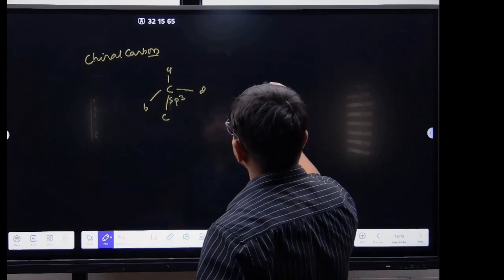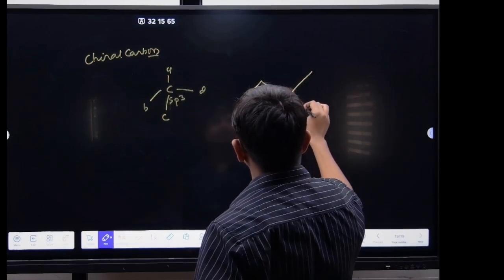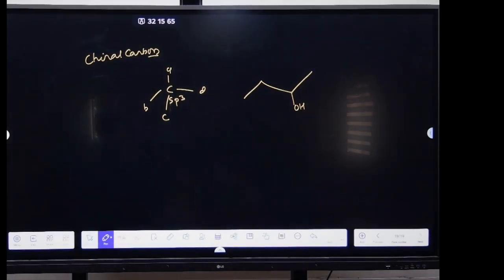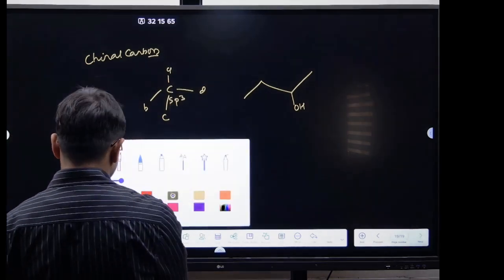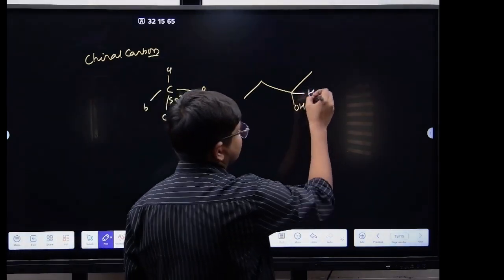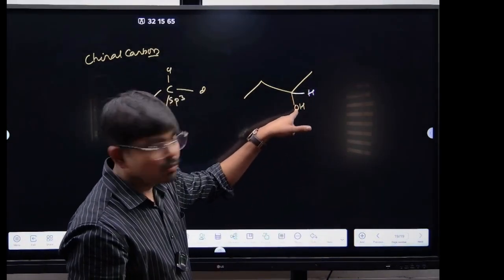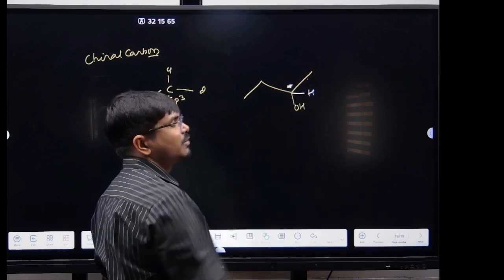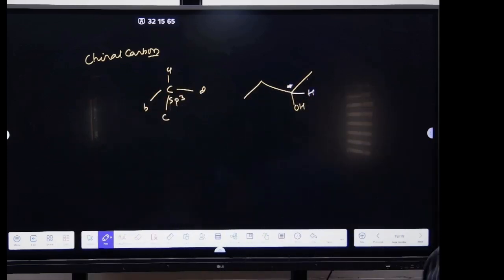For example, see here, if I'm telling this example, does this compound have the chiral carbon? Does this compound have the chiral carbon? Tell me. See, if you look at this compound, you will see that this is hydrogen, right? Hydrogen, OH. This is different. So it will have the chiral carbon denoted by asterisk mark. This asterisk mark will denote that it has the chiral center.